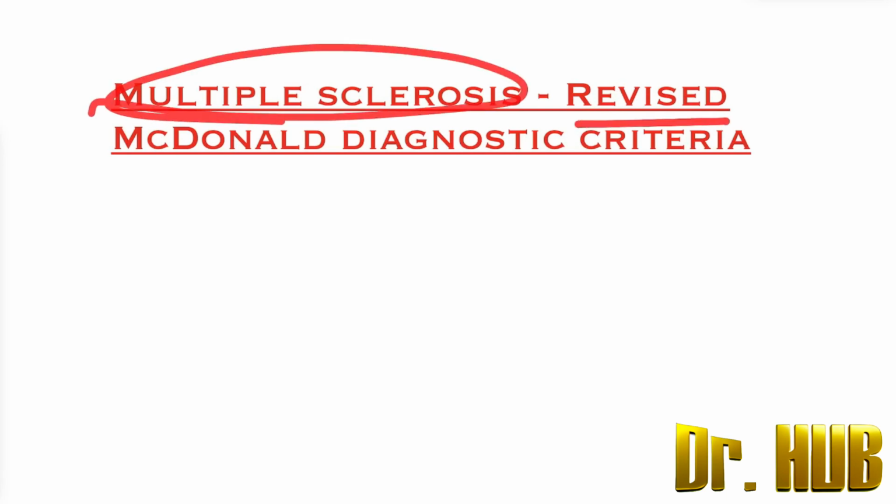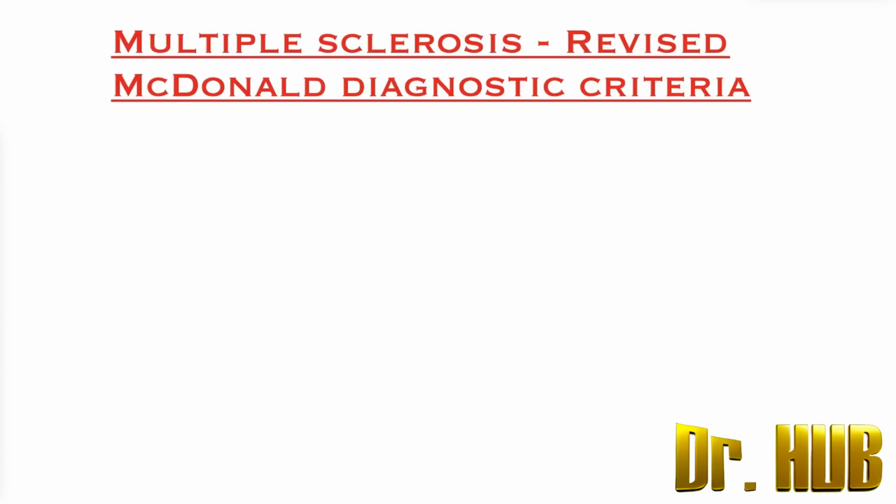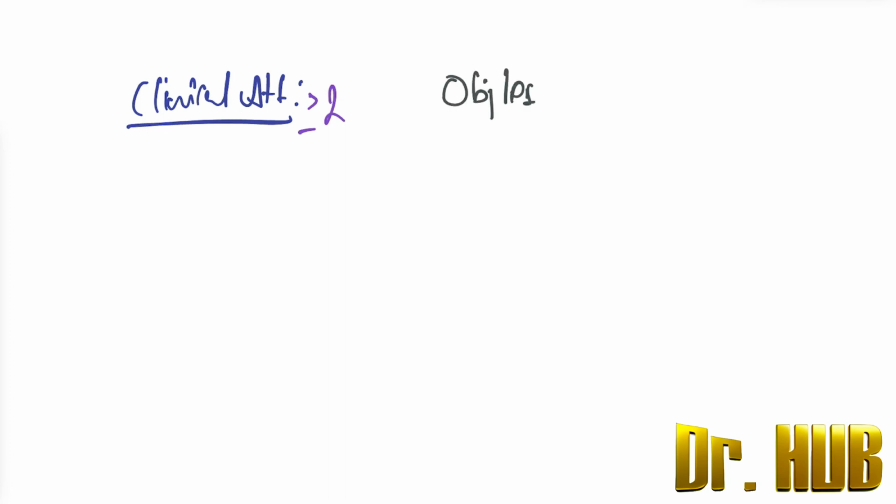Multiple sclerosis, we are looking at the revised McDonald diagnostic criteria, as per the 2017 version. The first column will be the clinical attacks. The first one we are dealing with is 2 or more clinical attacks, and the objective lesions are again 2 or more. What are the additional requirements to make the diagnosis? This will be none.